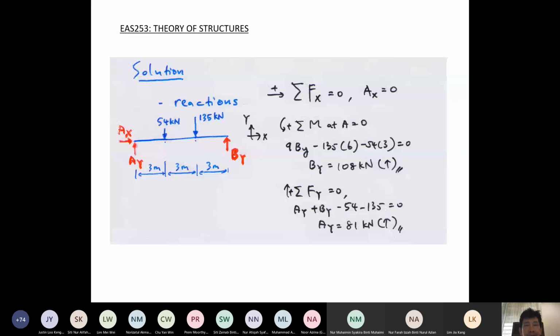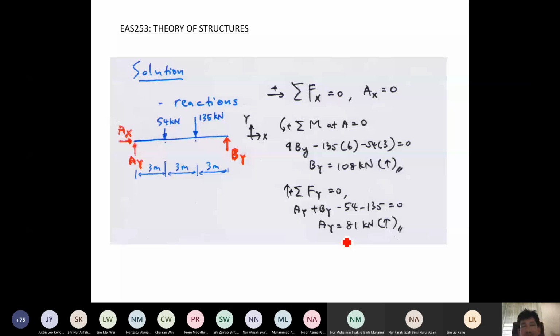So class, this is a first step, and this is an important step because if the reaction forces are calculated wrongly, then of course the rest of your shear force diagram and bending moment diagram will also be wrong in terms of the value. So very important to get these steps correct.